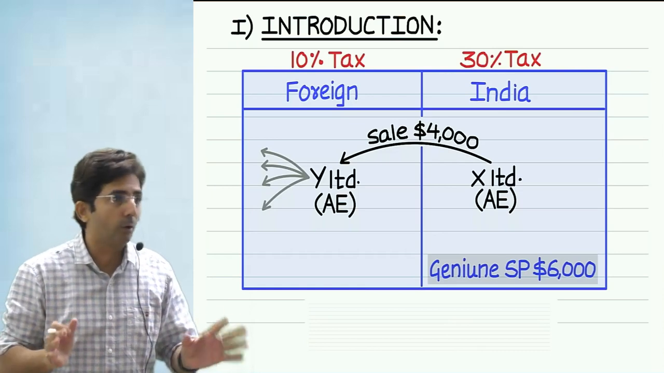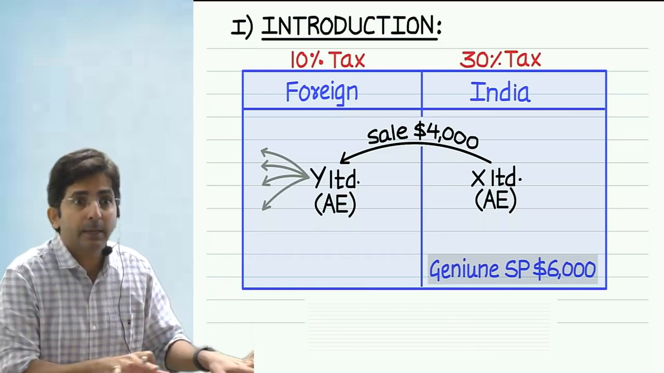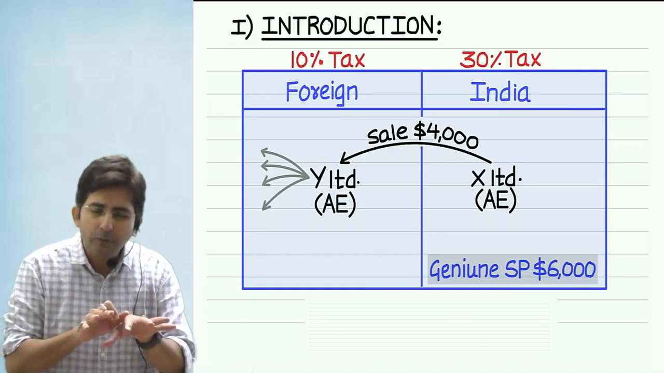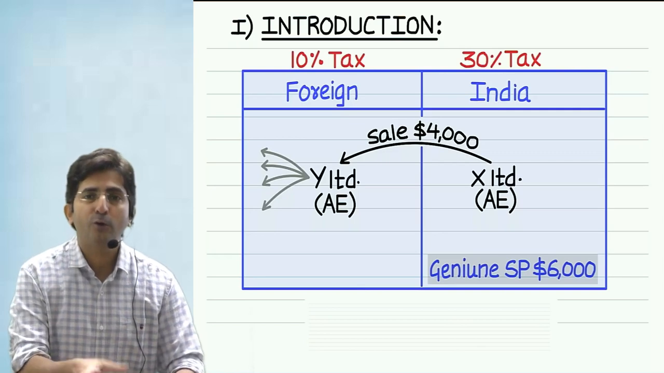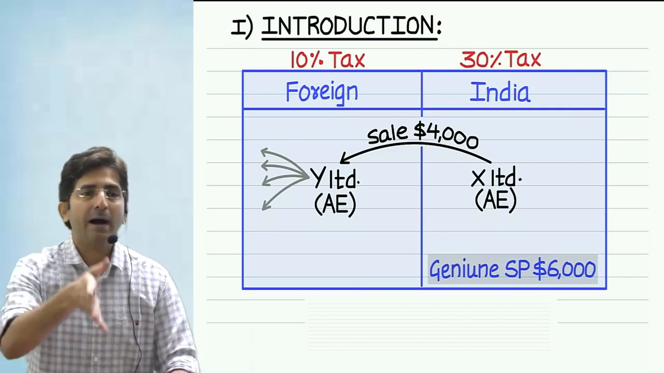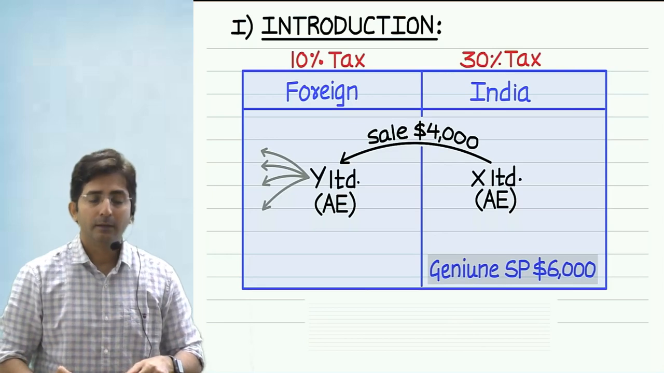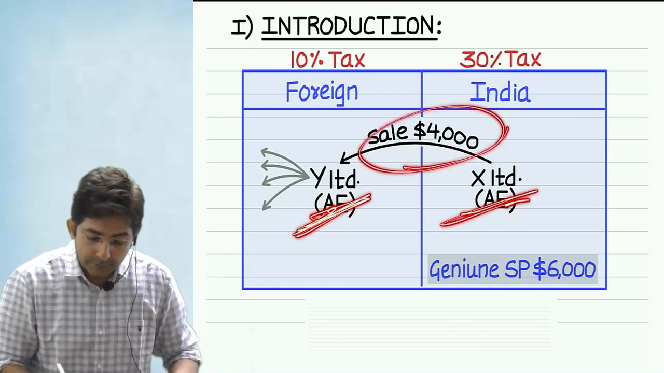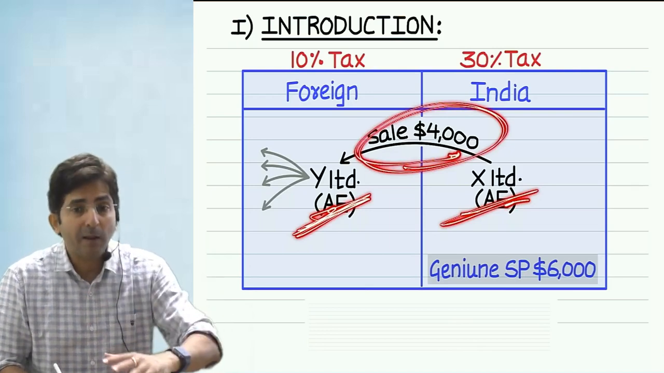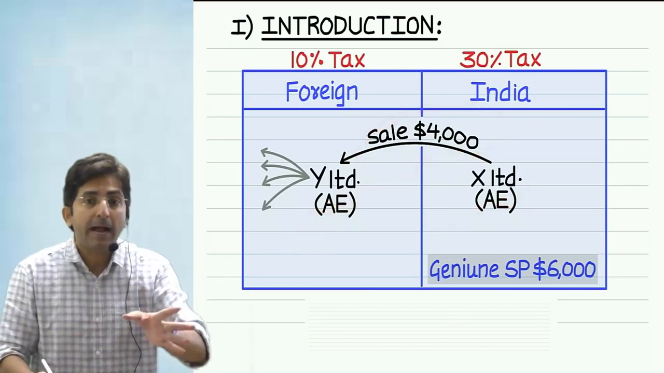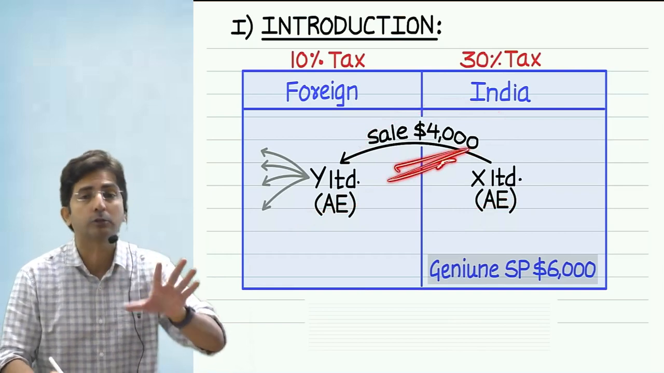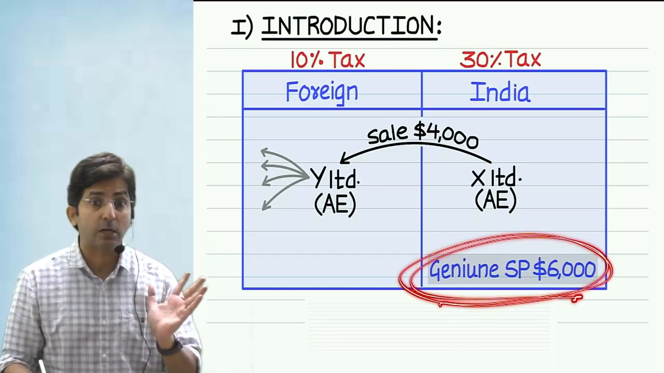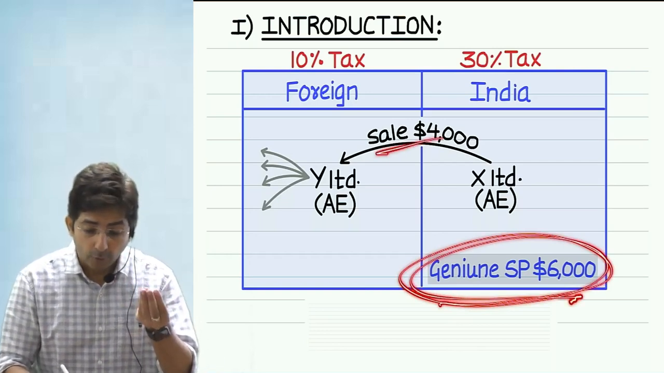But Y Limited, although in the eyes of law it looks like a separate person, we know it is from our family only. So even if we show a lower sale price, we are not going to get less income, because what you earn from Y is your own company's income only. So when you are dealing with Y Limited, your own company, you can sell the goods at a price as low as possible. In fact, it can sell the goods at $40 also. The product which has a genuine sale price of $6,000 can even be sold at $40.